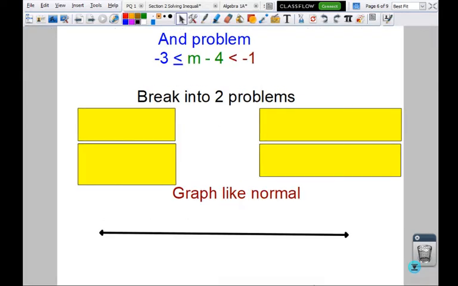All right, so we're gonna look at one more kind of and problem. So I have -3 less than or equal to n minus 4, which is less than -1.